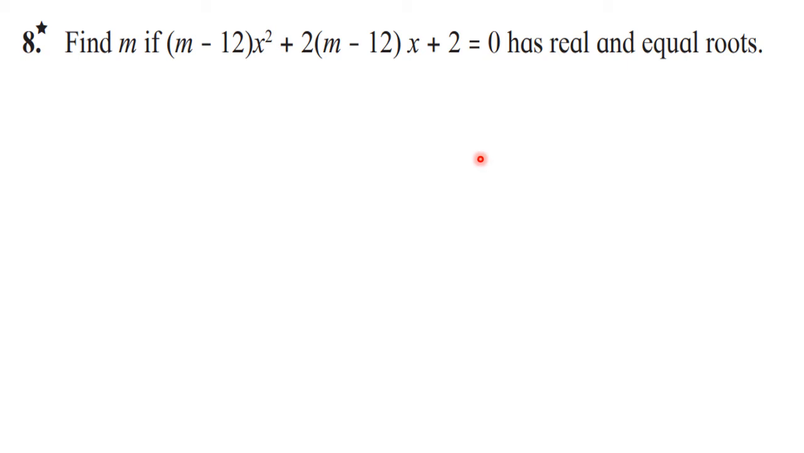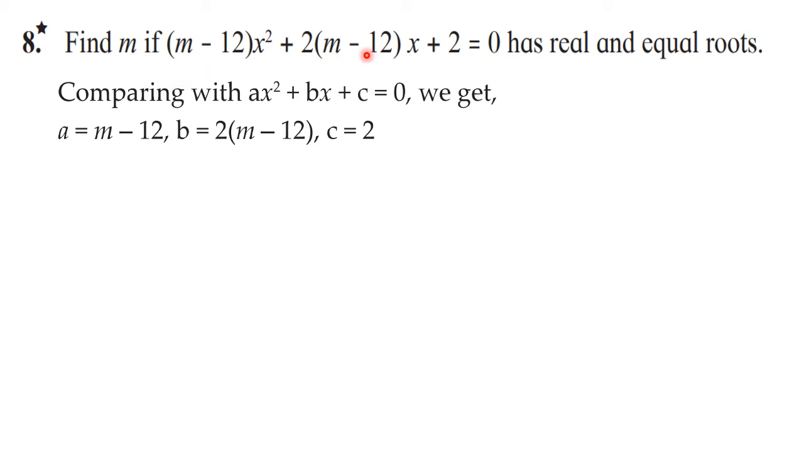As a first step, you have to write down the given equation as it is. And afterwards, you have to observe whether it is in standard form or not. It is in standard form, so compare it with ax square plus bx plus c is equal to 0. From that we get the value of a as m minus 12, the coefficient of x square. The value of b is 2 inside the bracket m minus 12, and c is 2.